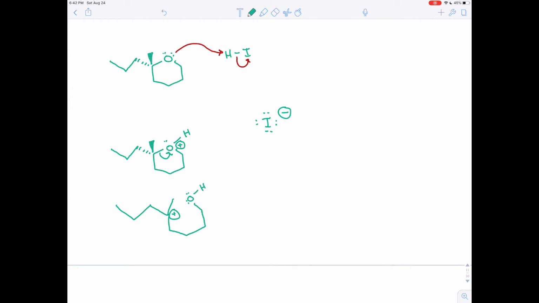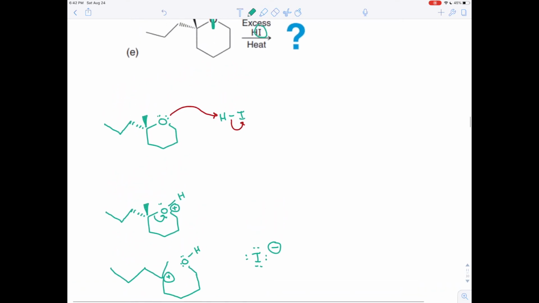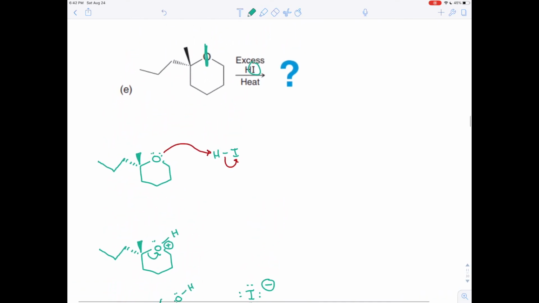And that means that this iodine, which can now swoop in and attack, can attack it from either side. If it attacks from the top, say, it could become R, in which case if it attacks from the bottom, it would become S. There's no real preference for where it should attack, and so you'll get a 50-50 mixture of both R and S. A 50-50 mixture is called a racemic mixture.